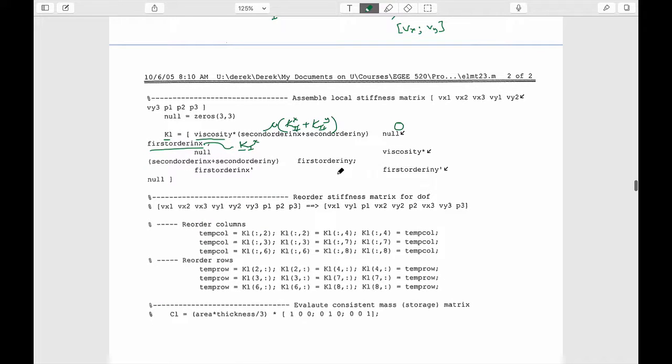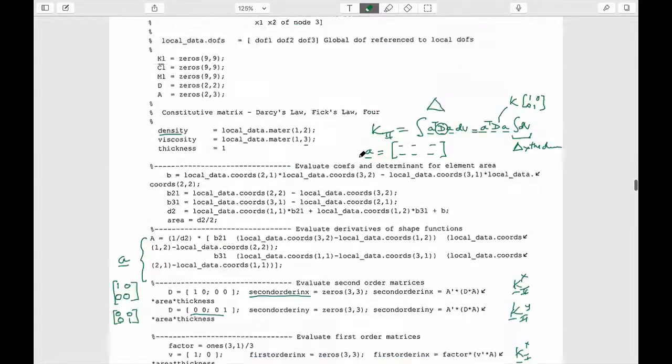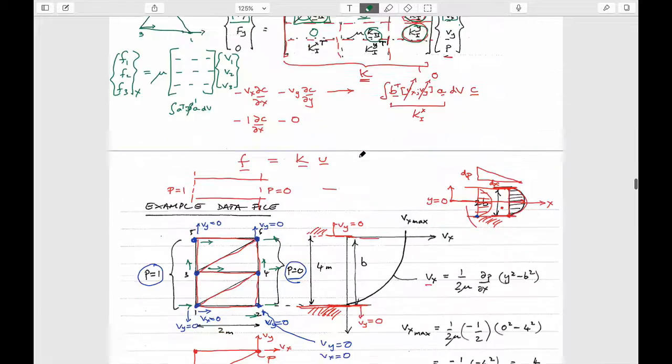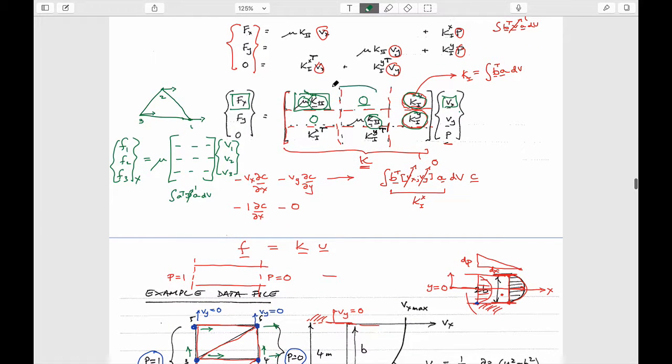This got messed up because of the carriage return, but this is viscosity times K2 for both x and y, and then this is K1y. So very complicated. So the bottom line is that we end up with a conductance matrix, which is this. This is going to become our term which we're calling KL, lowercase l.